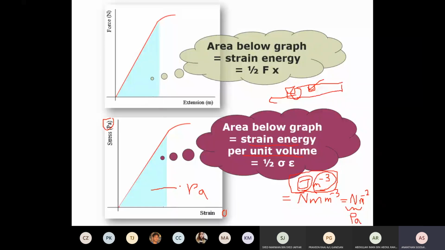So for both energies: force versus extension gives energy in joule, half Fx, which we know quite well. Stress versus strain gives something new, strain energy per unit volume, in joule per meter cubed, or you can put it as pascal. Any questions from here? So something new, strain energy per unit volume.